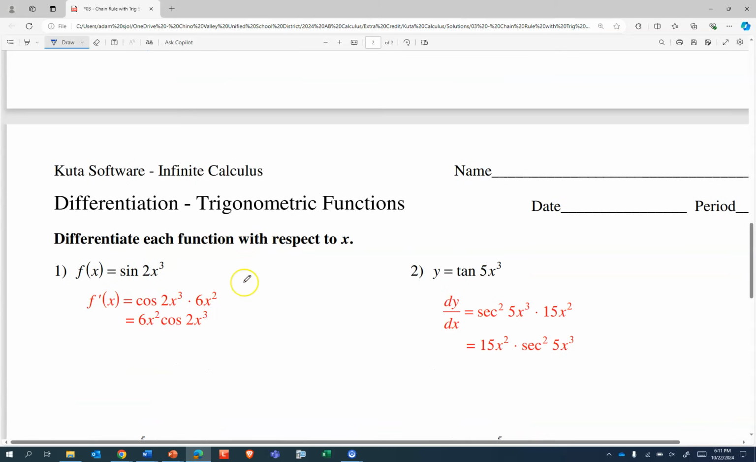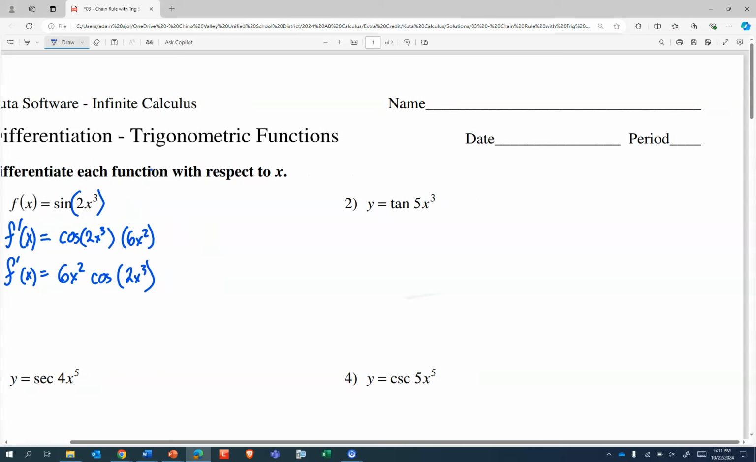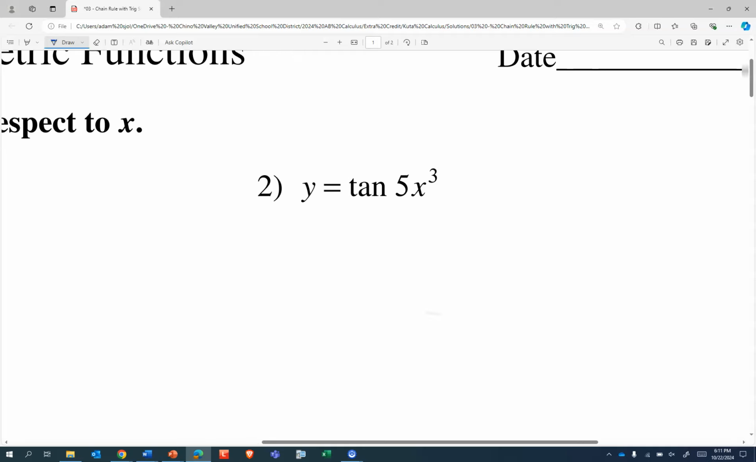And I guess they rearranged, but we're worried about doing this. Now, maybe we should rearrange, and if you think about why this is better, having the 6x squared out front makes it very obvious that the input to the cosine is 2x cubed, and that 6x squared has nothing to do with anything else. Maybe we can make this even bigger.